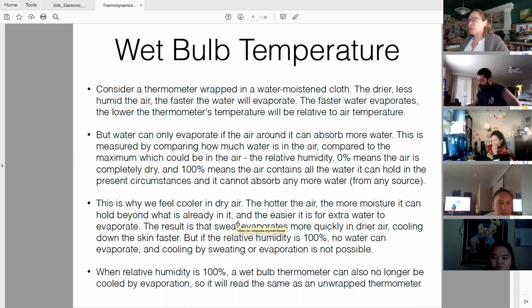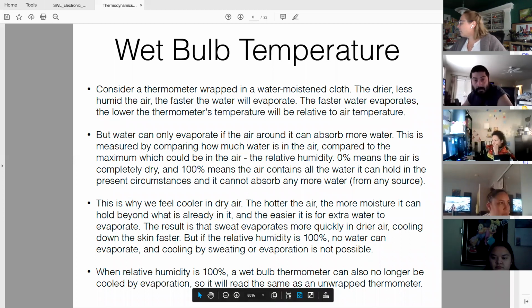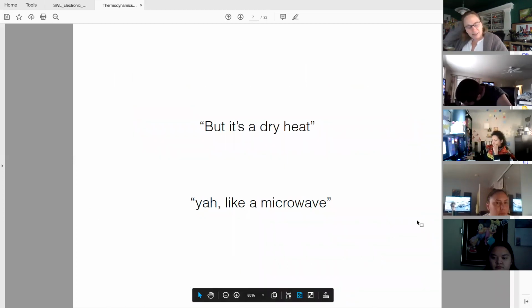Back to air temperature. So the hotter the air, the more moisture it can hold. And this is hilarious.